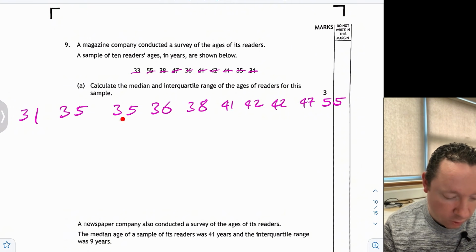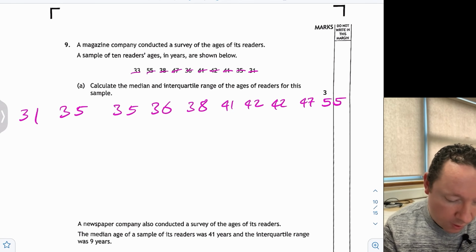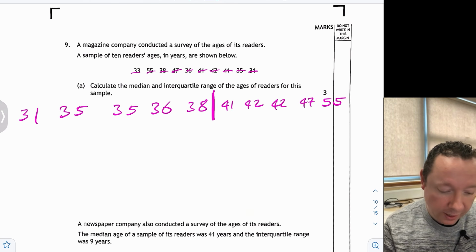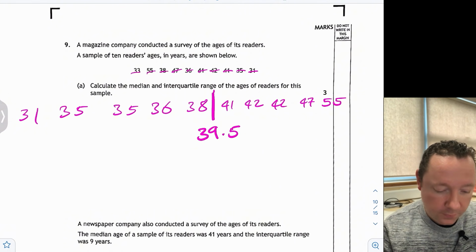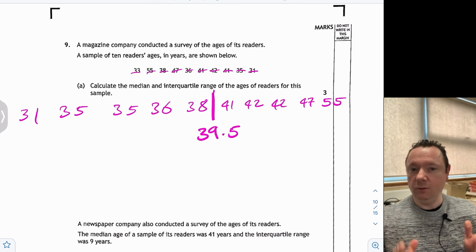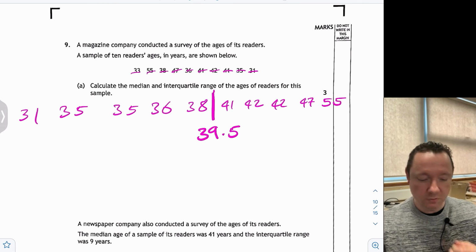So I'm going to have 1, 2, 3, 4, 1, 2, 3, 4, will be 2 in the middle. So it's in between 38 and 41. That would be 39.5. Now there's 2 ways to work it out. Add them together and divide by 2, or realise it was 3 in between them, so 3 divided by 2 is 1.5, so just add 1.5 on.